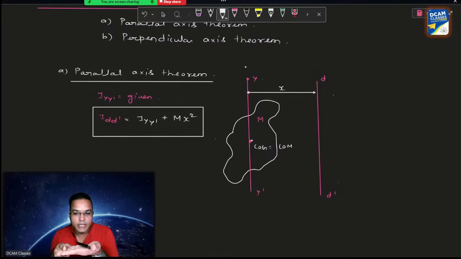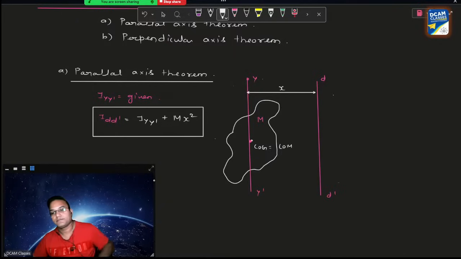The important thing is that the orientation of the axis passing through the center of gravity can be anything, but the moment of inertia in question, about an axis, should be parallel to our center of gravity axis. Understood? Then only this parallel axis theorem works.